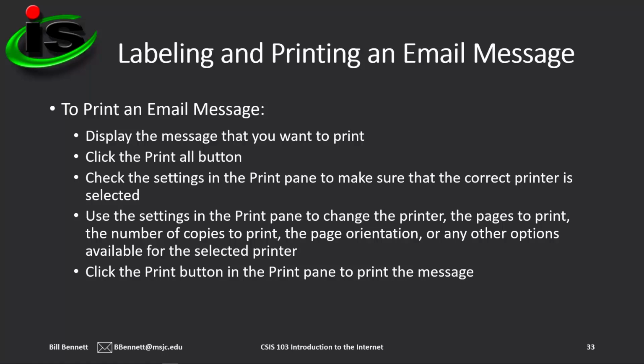To print an email message, display the message that you want to print, click the Print All button, and check the settings in the print pane to make sure that the correct printer is selected. Use the settings in the print pane to change the printer, identify the pages to print, how many copies you want to print, the page orientation, or any other options available for the selected printer. Click the Print button in the print pane to print the message.